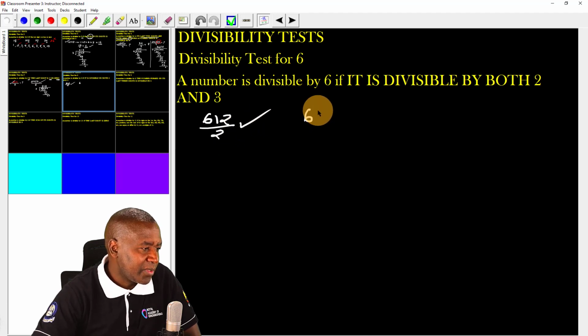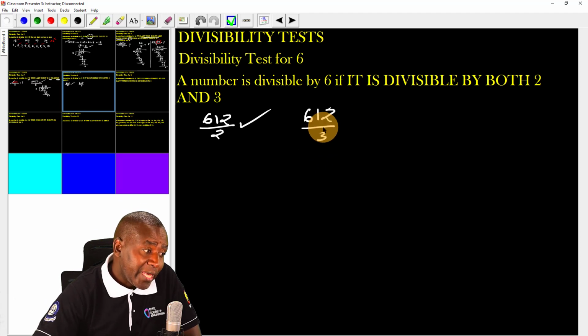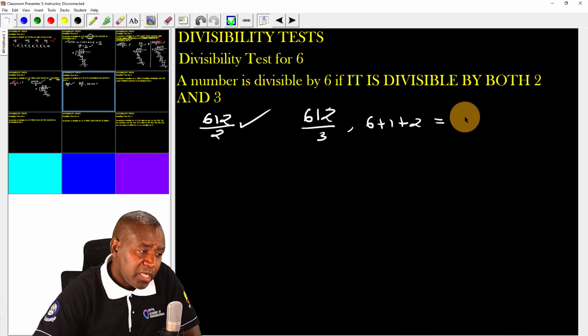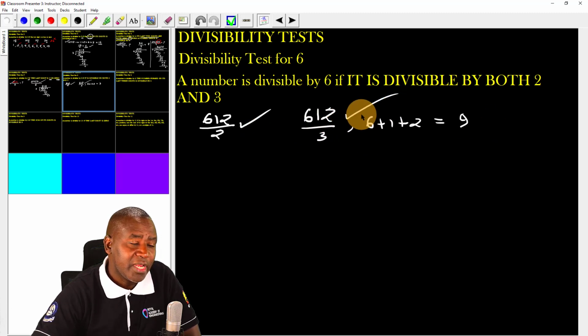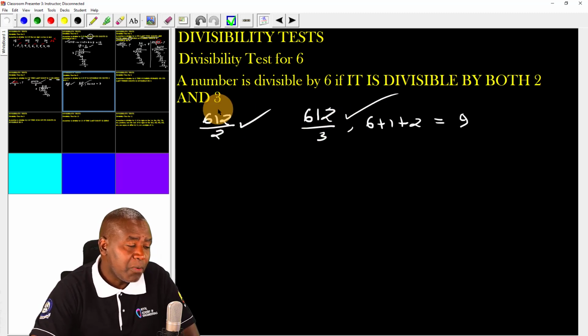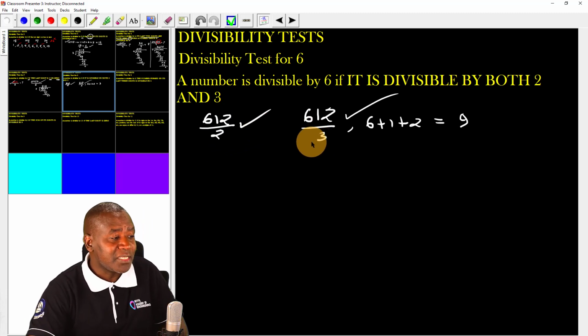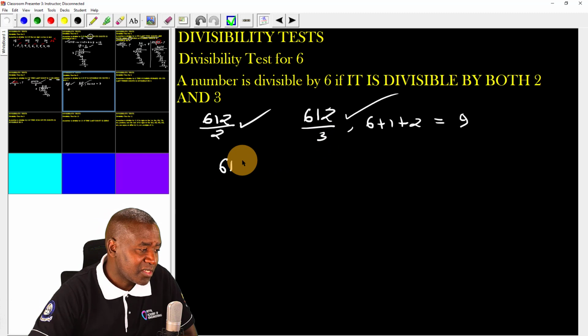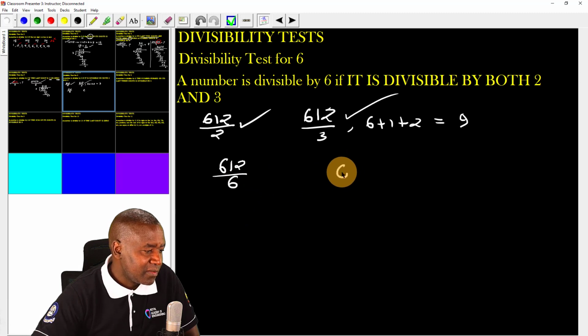Let's run the other one, 612. Is it divisible by 3? What did we say is the divisibility test for 3? We get the sum of its digits. 6 plus 1 plus 2 is 9. Is 9 divisible by 3? Of course it is. So this number is divisible by 3. Now, since this number is divisible by both 2 and 3, then it must be divisible by 6. 612 divided by 6. We run that test, get 612.